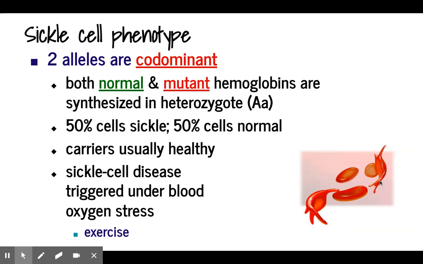All right, now sickle cell anemia has two alleles which are codominant. Remember, anything that is codominant means that both alleles show. So both normal and mutant hemoglobins are synthesized in a heterozygous individual. If you are heterozygous, meaning that you have a normal allele and a sickle cell allele, half of your cells sickle and half of them are normal.